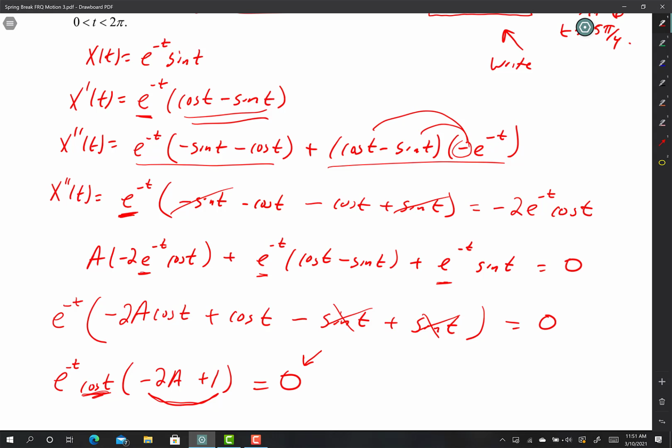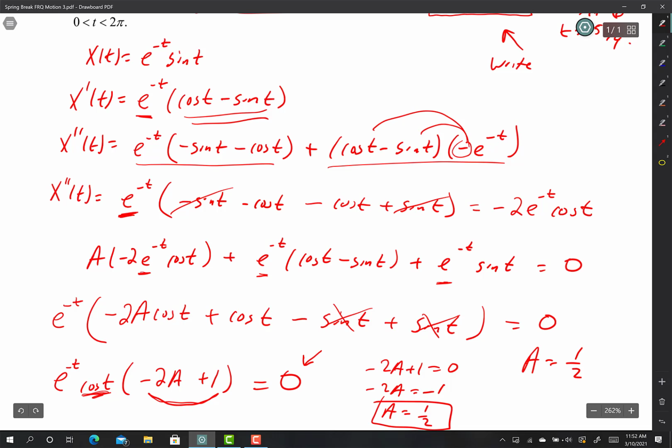So, the only way that equals 0 is if the expression negative 2a plus 1 equals 0. So, negative 2a plus 1 equals 0. Negative 2a equals negative 1. A equals a positive half. And there it is, guys. So, A equals a positive half. That was a little tricky.